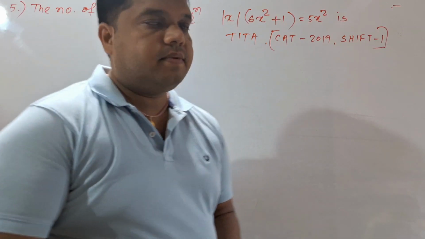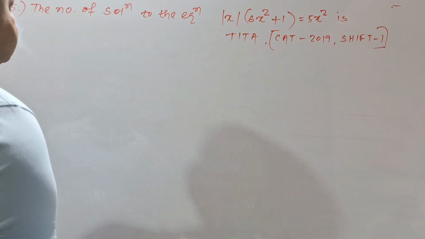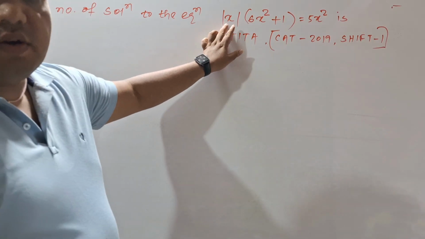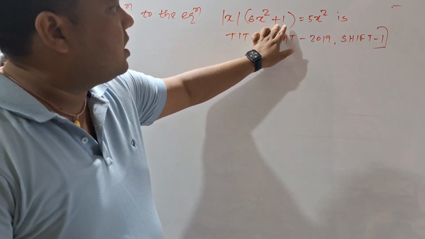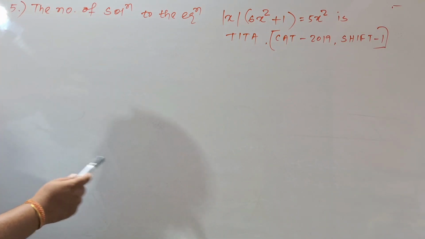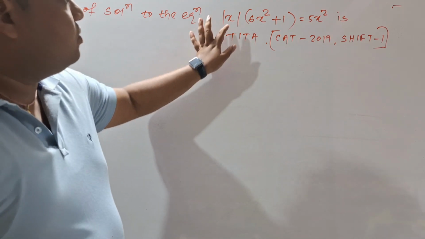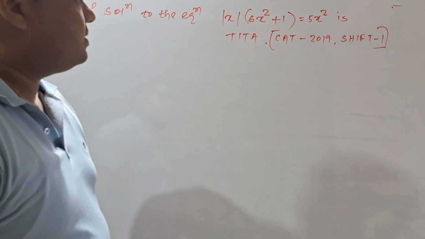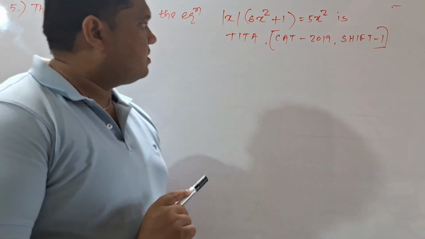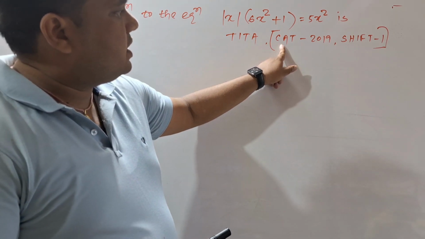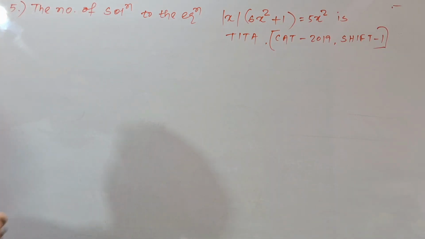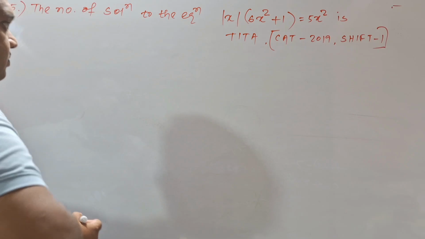Okay, question number 5. In question number 5, it is given: the number of solutions to the equation x mod of (6x square plus 1) equals 5x square is how much? Means how many values of x satisfy this equation? This is a TITA based question, type in the answer, no negative mark, and it was asked in CAT 2019 shift 1. So try it first, then I will solve, then you check my answer, my thought process, how I will deal with it.